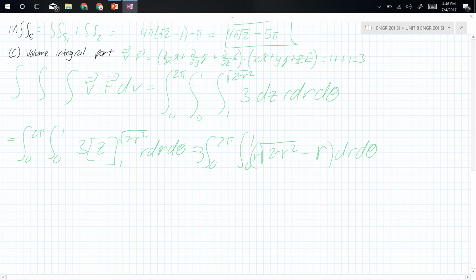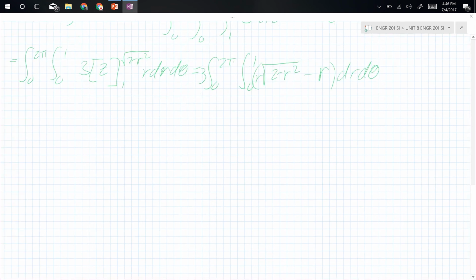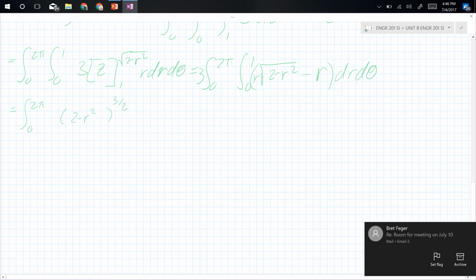So now we have a du for r square root of 2 minus r squared, and we can integrate r really easily. So go ahead and integrate this in terms of r. So this will equal, from 0 to 2 pi, of, and I'm going to write this in parentheses, 2 minus r squared to the 3 halves.